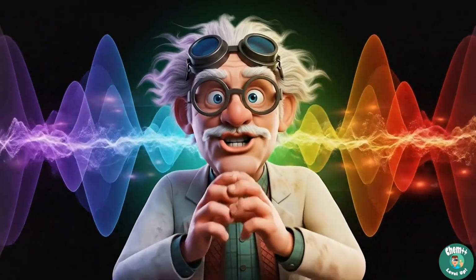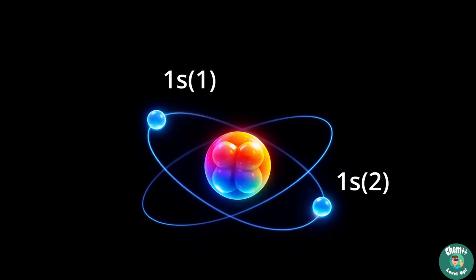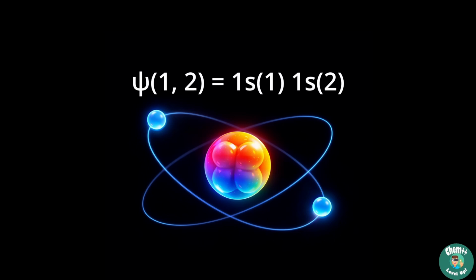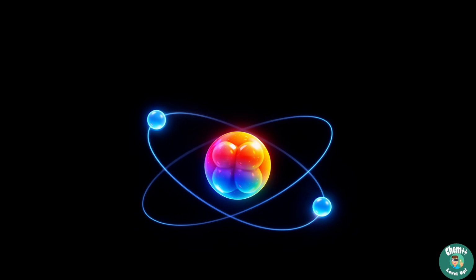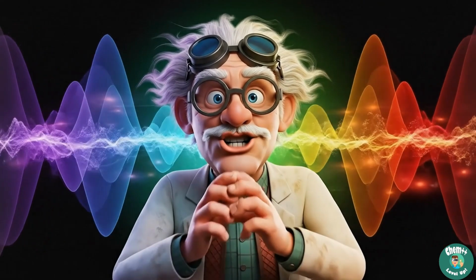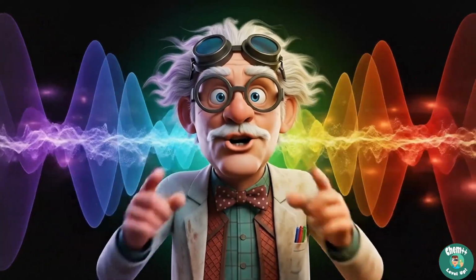Let's apply antisymmetry to helium. Both electrons occupy the 1s orbital. So we might try writing 1s(1) times 1s(2). But this expression does not change sign when we exchange the electrons, so it cannot be a valid fermion wave function. Something is missing. That missing ingredient is electron spin.